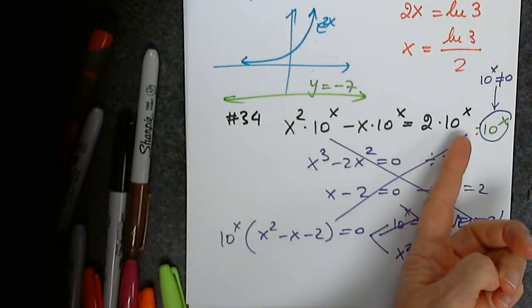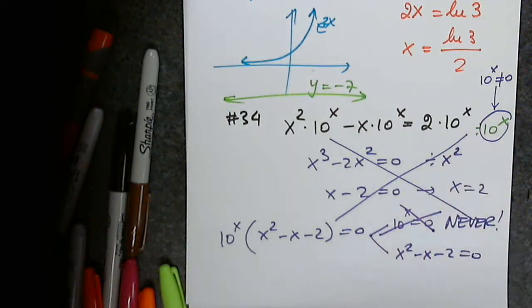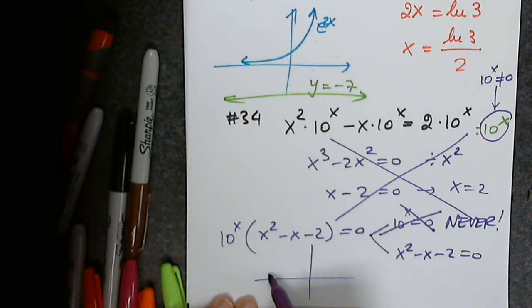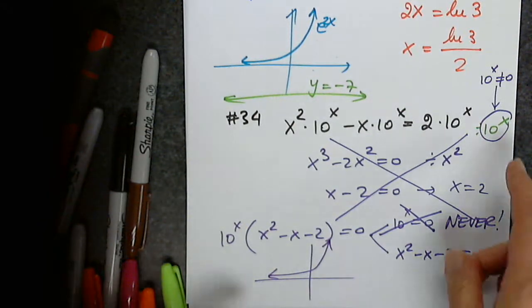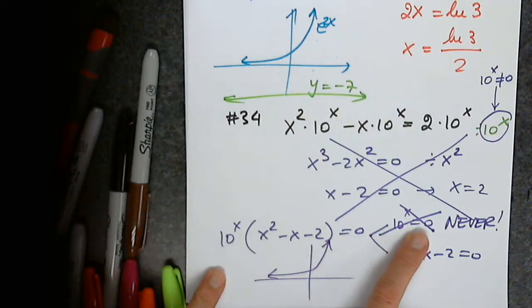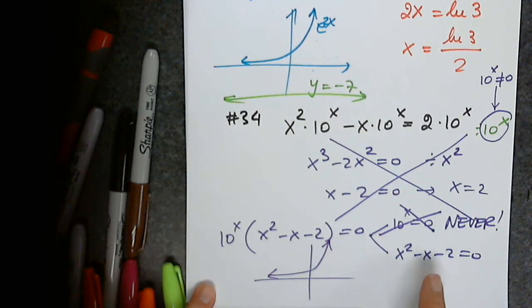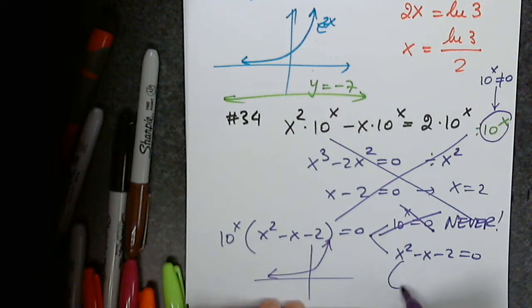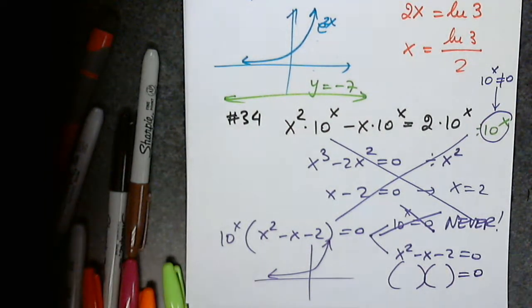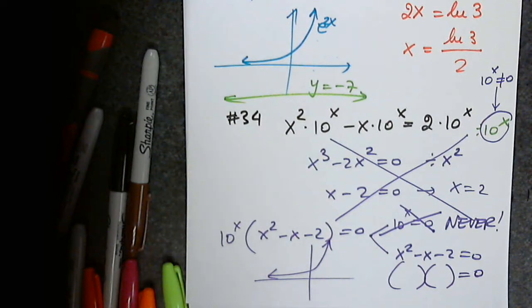But here, 10 to the x, remember the graph? This is 10 to the x. It is never 0. So even if I don't divide by it, it's not going to give me an extra solution. Is that clear? Okay, so now I have to solve this. How do I solve this?